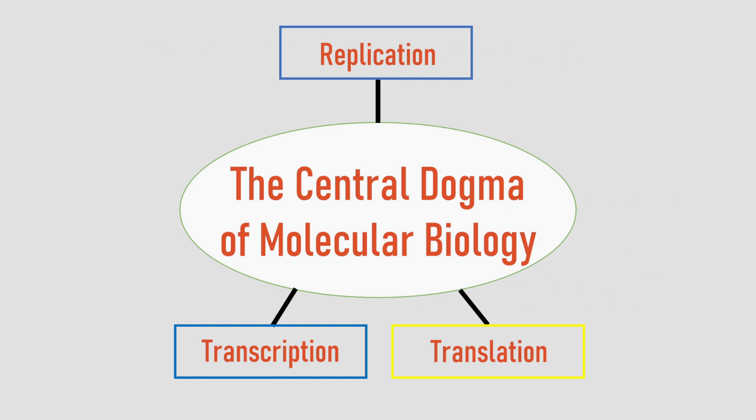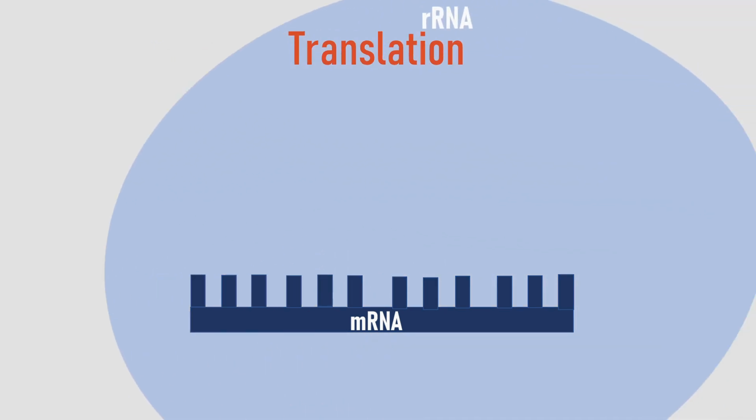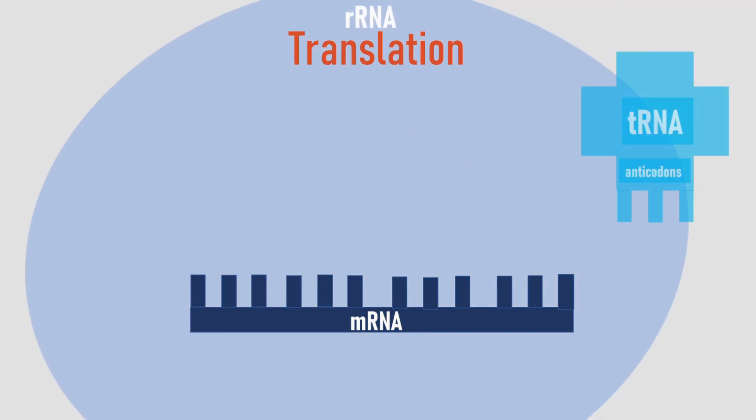Translation is the last component of the central dogma, where ribosomes in either the cytoplasm or the endoplasmic reticulum synthesize proteins. To begin, rRNA gathers around the mRNA. tRNAs are then brought into the ribosome, carrying amino acids from the cytoplasm, containing an anticodon, which are nucleotide pairs that read from 3' to 5'.